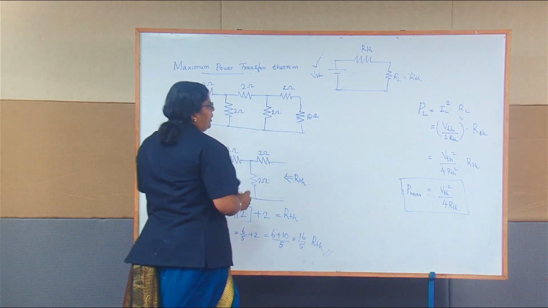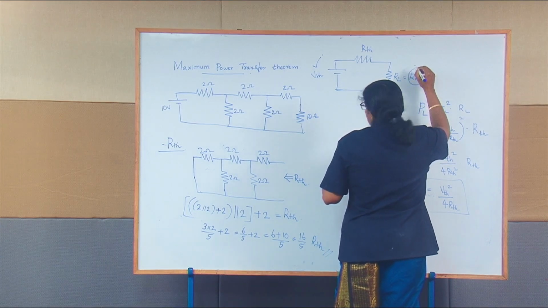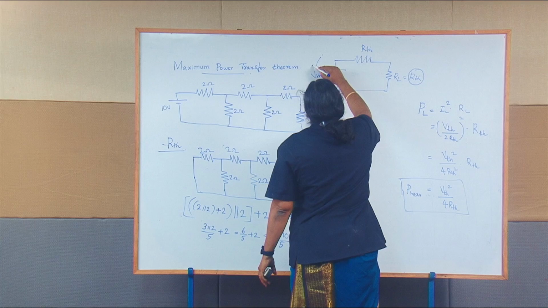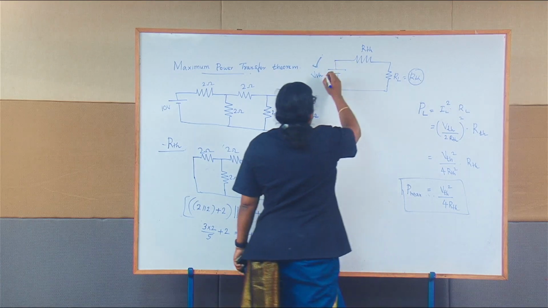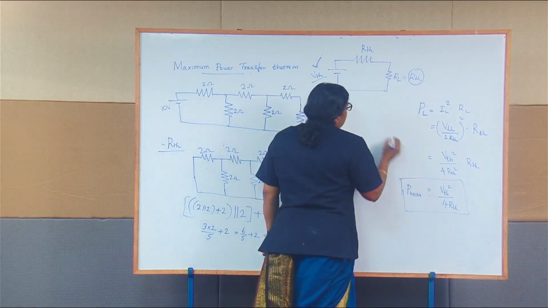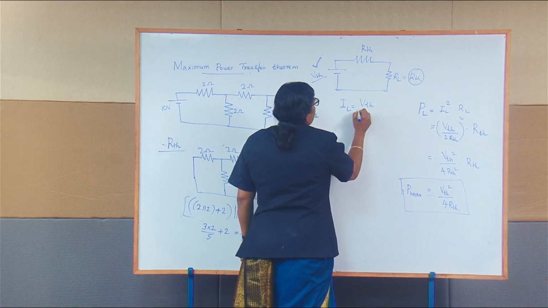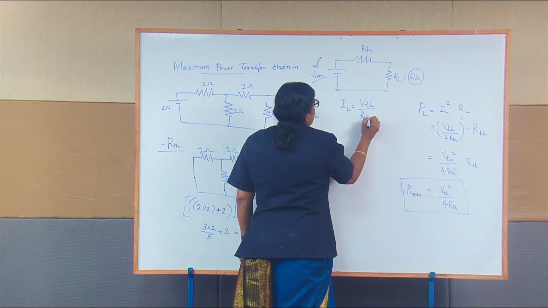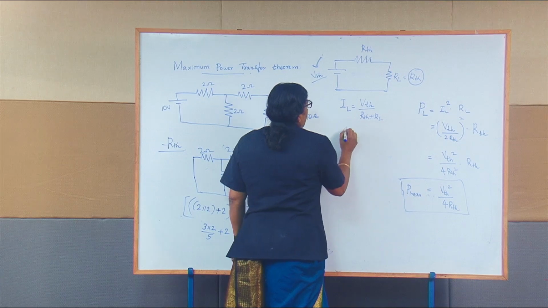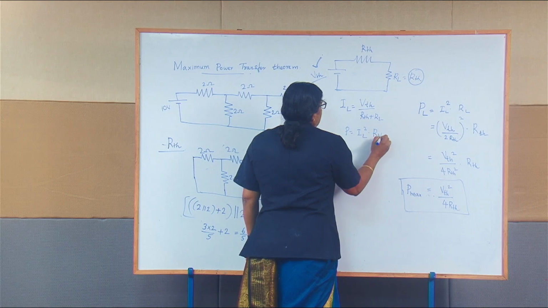Now in your circuit, you substitute RL with the R Thevenin value, and substitute the value we obtained for V Thevenin, and find IL. So IL will be again V Thevenin divided by R Thevenin plus RL. Power is equal to IL square into R Thevenin.